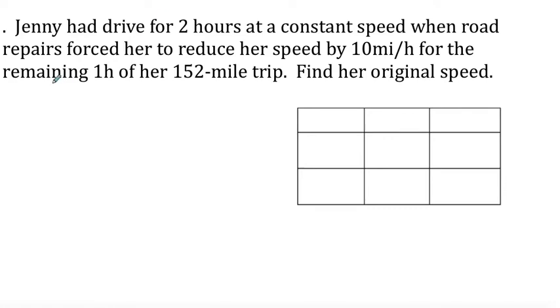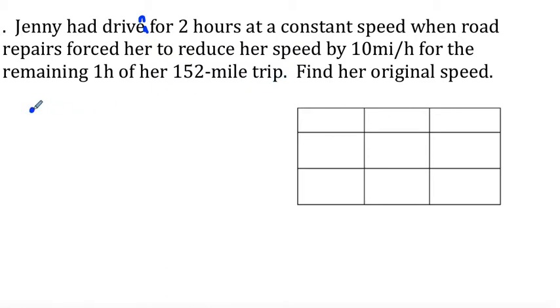Okay. All right. So first we have: Jenny had driven for 2 hours at a constant speed when road repairs forced her to reduce her speed by 10 miles an hour for the remaining 1 hour of her 152-mile trip. So let's think about that.